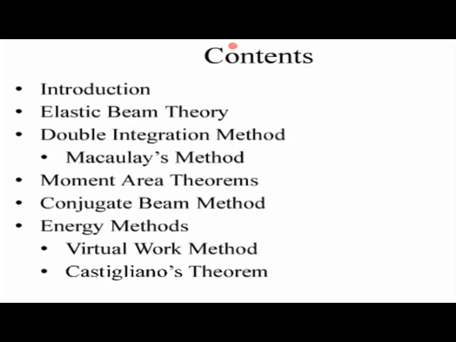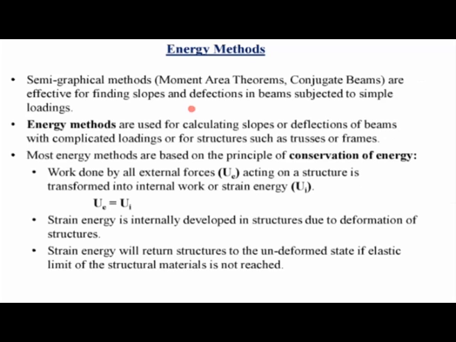To start with the virtual work method, we'll go through a brief theory about these methods. The methods that we covered in the second session were the moment area theorems and conjugate beam method. Both are basically semi-graphical methods where you need to have some idea about the deflected shape, and then you can use these methods to calculate the exact deflection at a given point. These semi-graphical methods are effective for finding slopes and deflections in beams subjected to simple loadings, mostly due to the bending action of these beams.